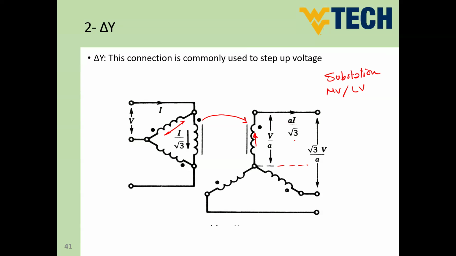So again, if we compare that to the single phase transformer, we have input current I. The output current is not A times I. Here it's A times I divided by root 3. Why? Again, because the connection is different.